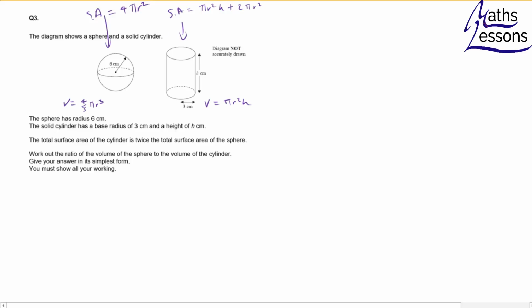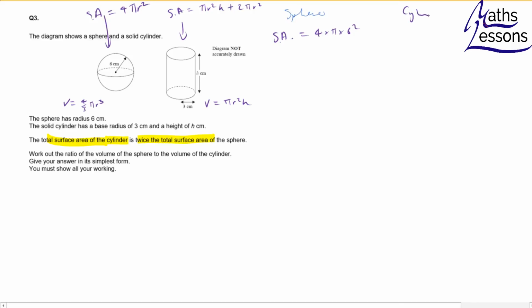Where do you start? Well, we've got a connection between the surface areas, so the total surface area of the cylinder is twice the total surface area of the sphere. That's probably the place to start. So we'll have the sphere here, and the surface area equals 4 pi r squared. So it's 4 times pi times r squared.